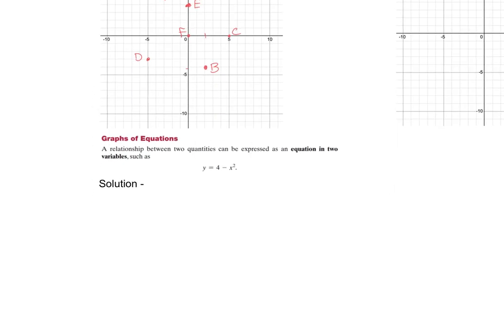A relationship between two quantities can be expressed as an equation in two variables, such as this. Now, y equals 4 minus x squared. I would like at this point to give a definition of solution: the value, or values, so I put that in parentheses, of a variable, or it could be variables, that make an equation true.